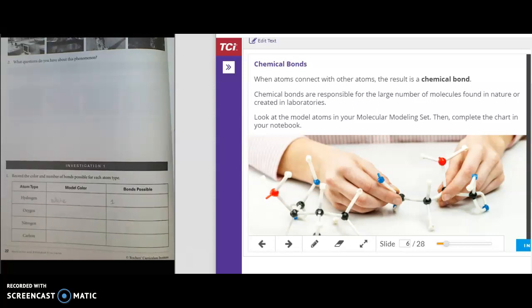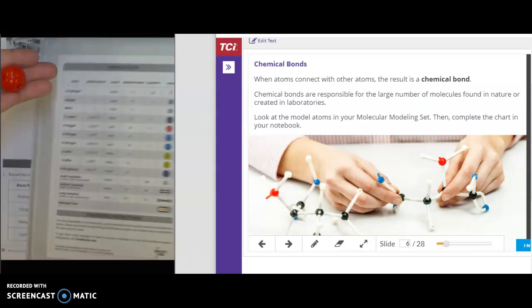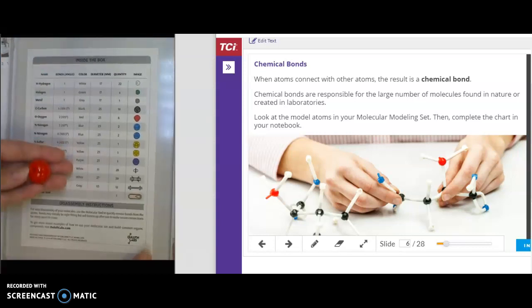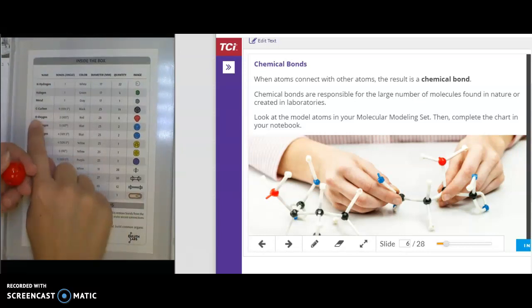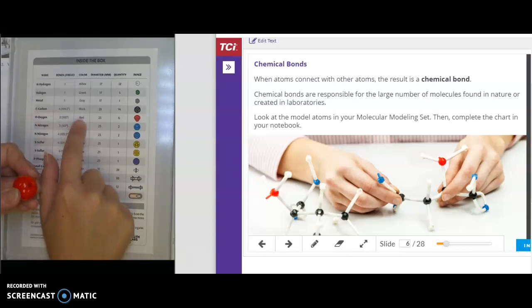Okay, the next one we need to take a look at is oxygen. Okay, and that one's red. Again, I'm going to use my key that's in the inside of the lid. And here's O for oxygen. That's a chemical symbol. Tells me it's oxygen. Tells me it's red. And it also can only form 2 bonds, right?